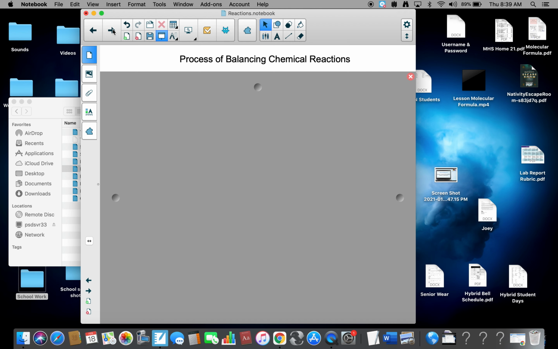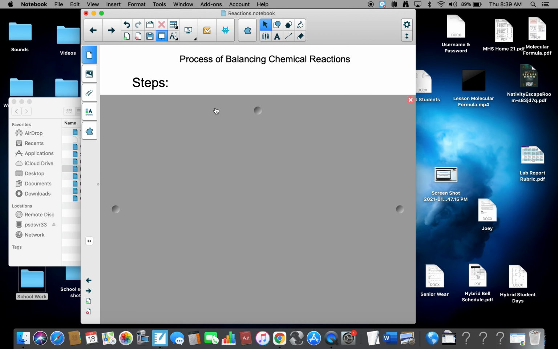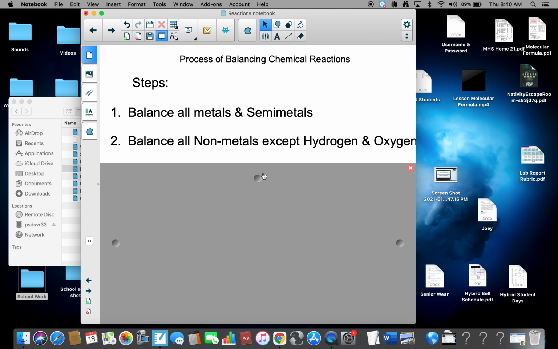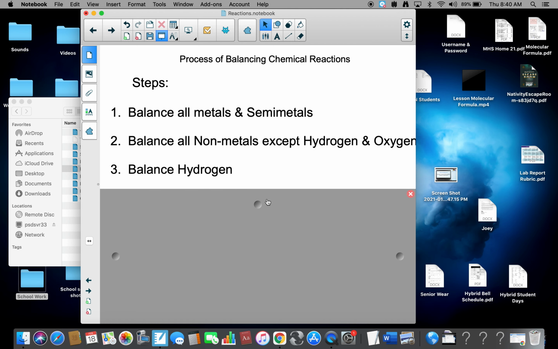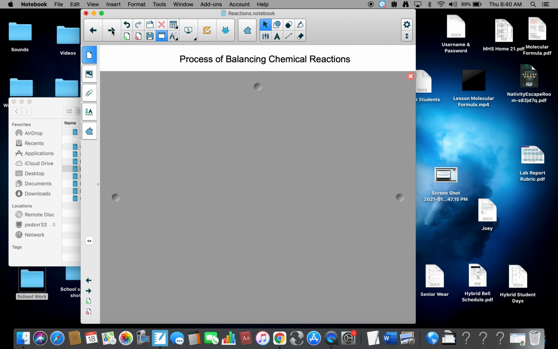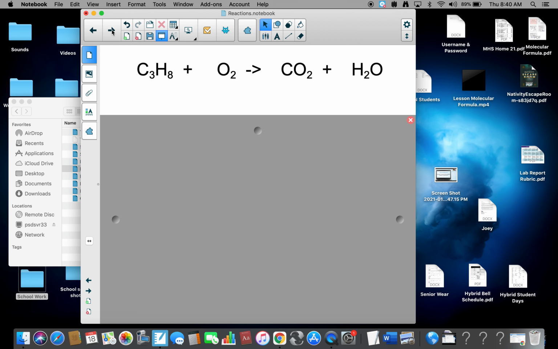All right, now to balance a chemical reaction, there's a specific process we have to go through. There are steps. First, we're going to balance all metals and semi-metals. Remember, metals are on the left side of the chart. Semi-metals are just below the non-metals on that line. We can then balance all non-metals except for hydrogen and oxygen, then balance hydrogen, then balance oxygen. All right, so let's take an example. We have the one I gave before: propane plus oxygen gives us carbon dioxide plus water.